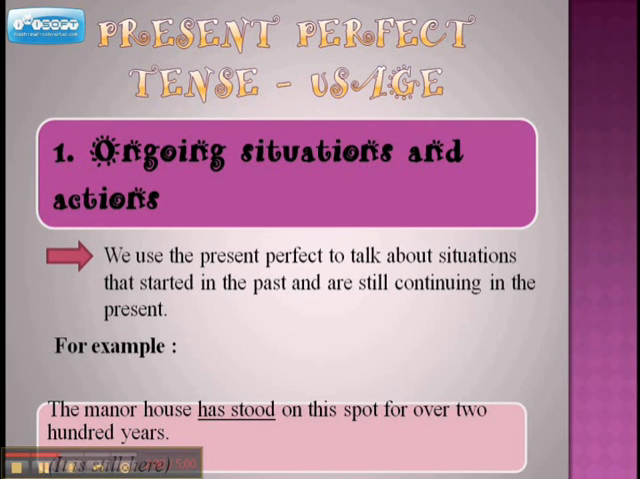And now let's go through the usage part of the present perfect tense. So first of all, ongoing situations and actions. We use the present perfect to talk about situations that started in the past and are still continuing in the present. For example, the manor house has stood on the spot for over 200 years.